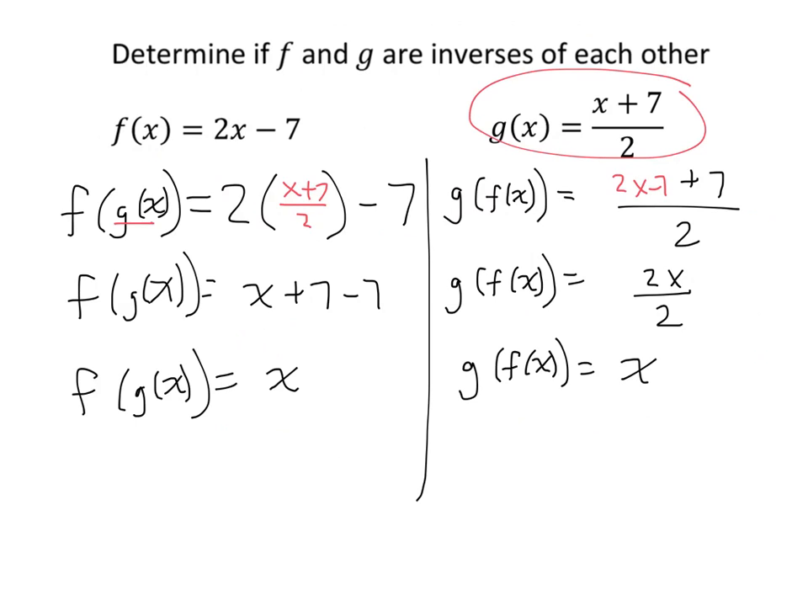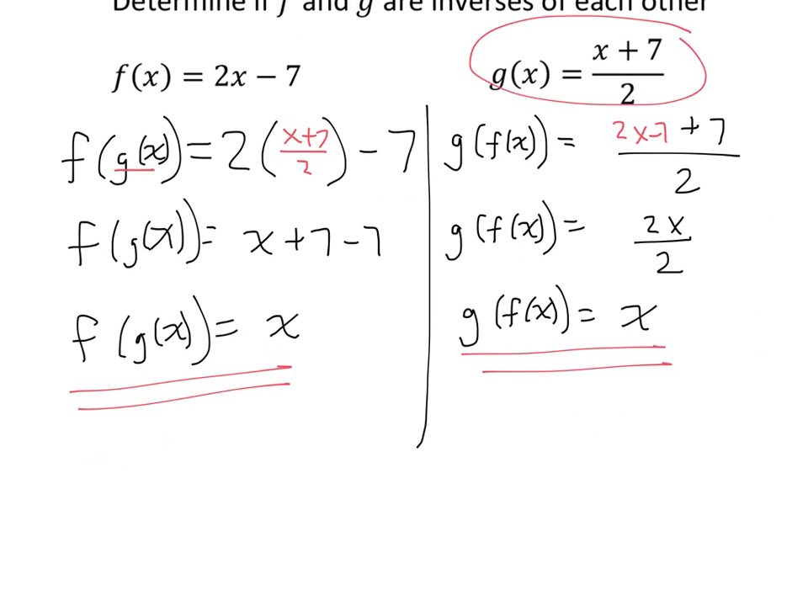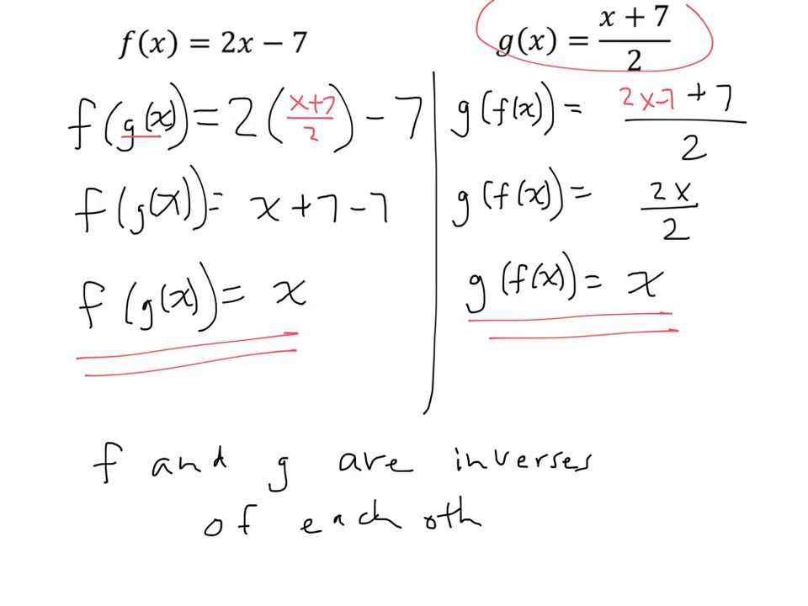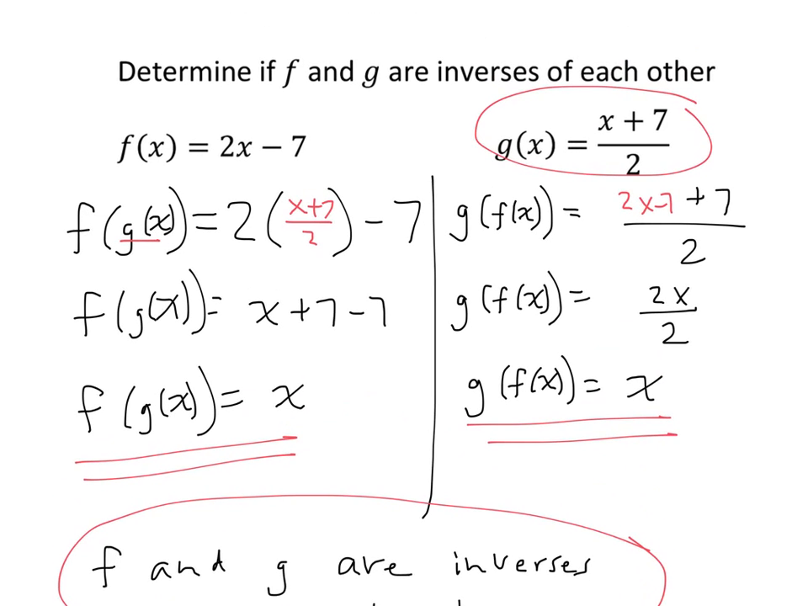Okay? And so you can see we have proven that f of g of x equals x, and that g of f of x is also x. Right? And what that really does is we have mathematically proven that f and g undo each other, right? So now our conclusion is that f and g are inverses of each other. Okay, that's our final answer. Okay, so again, you have to prove that both of these work, right, to show that they're inverses.